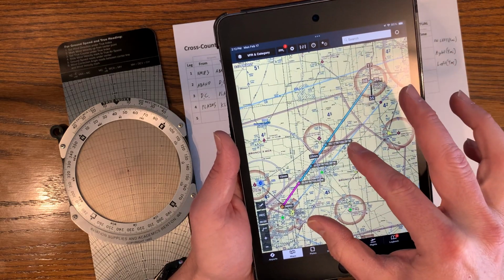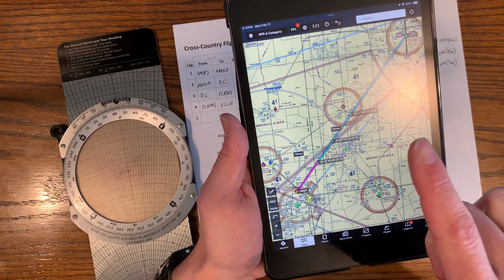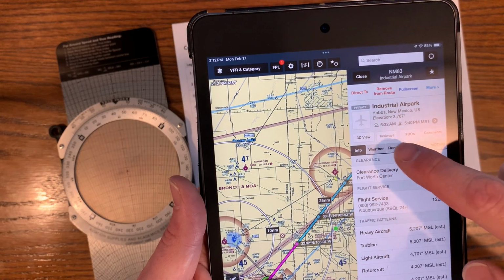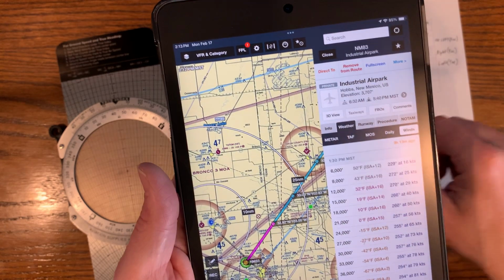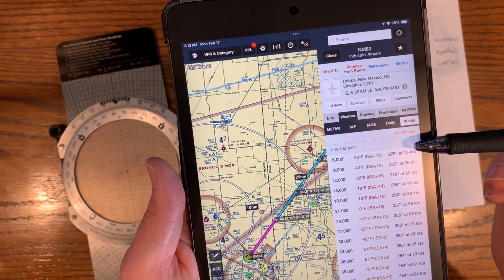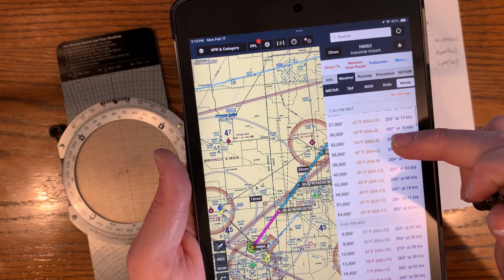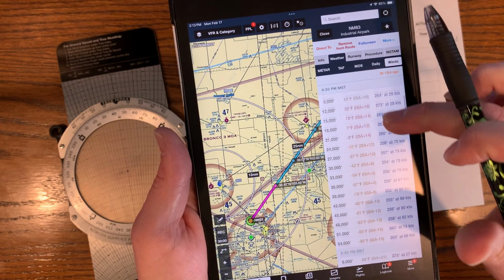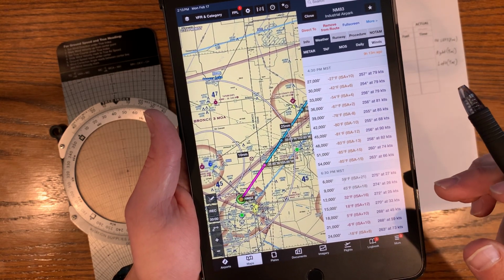So there's a couple of ways to do this. I'm going to start at the first airport and just touch on the airport, and I get all this optional information. I'm going to go to weather and then winds, and that gives us, based on times, at 1:30 p.m. all these altitudes. It gives me winds and temperature aloft. Okay, so I have a 1:30 p.m. today, a 4:30 p.m., a 6:30 p.m. Let's just use 6:30 just because.